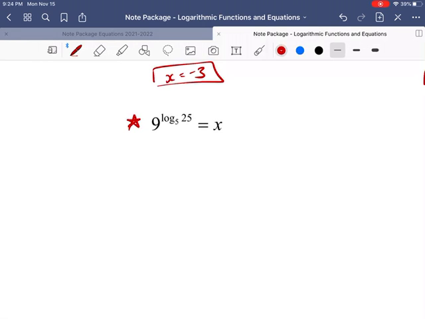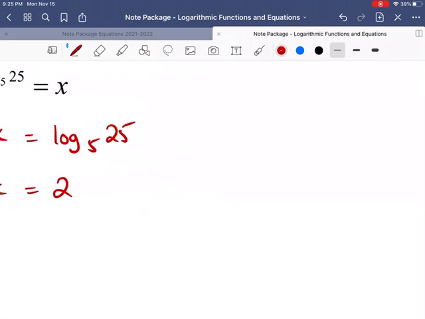9 to the x is equal to log 5 of 25. So we have our base. Let's convert this. We get log 9 of x is equal to log 5 of 25. Now, log 5 of 25 actually just equals 2. We can evaluate that. So we get log 9 of x is equal to 2. All right, if we just go over the side here, log 5 of 25 is equal to x.